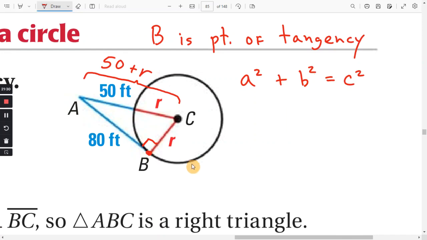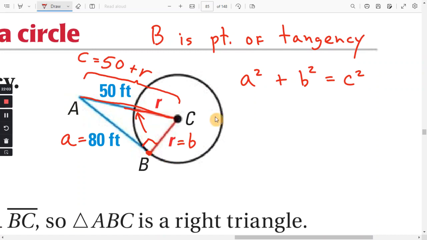Okay, and across from your right angle is the value for C. So this whole side is C, and C is going to equal 50 plus R. A and B, it doesn't matter. They're just the other sides, so I'm going to let A equal 80, and I'm going to let B equal R. All right, so this is B, this side length is A, and this side length is C.